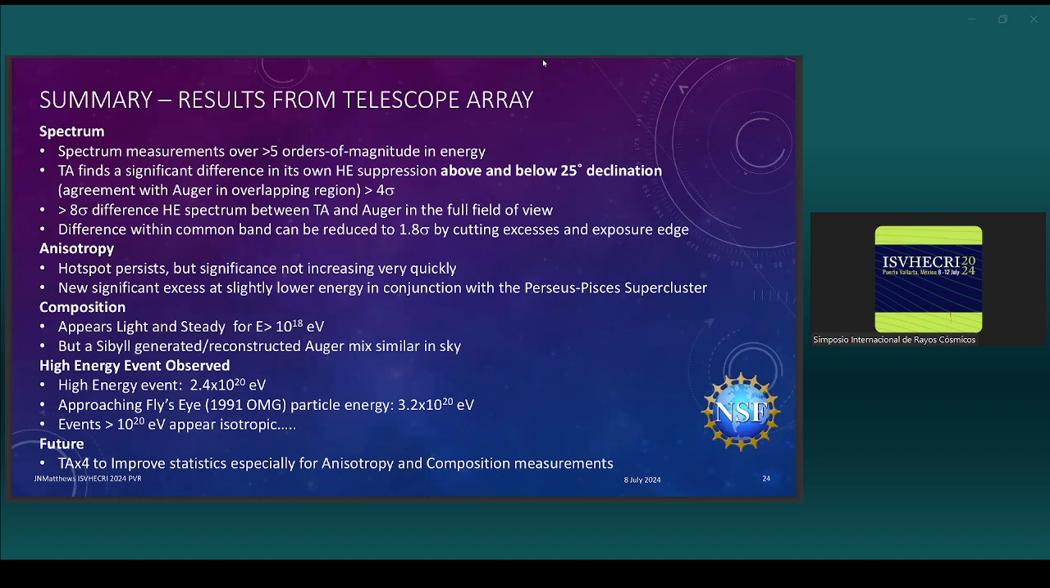We have not looked at that, and it needs to be looked at. Although the statistics are going to be really bad, but like you, I'm interested in that. Yes, would be interesting, even though with limited statistics. Okay, thank you.